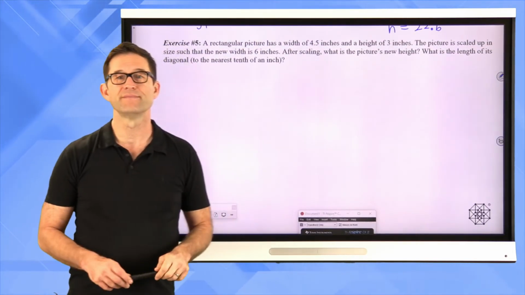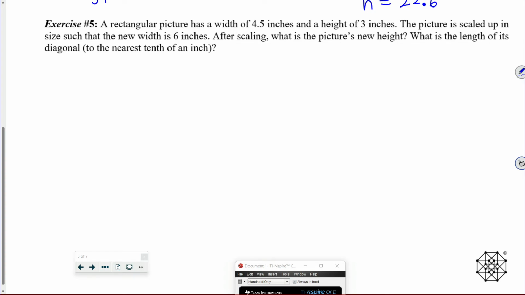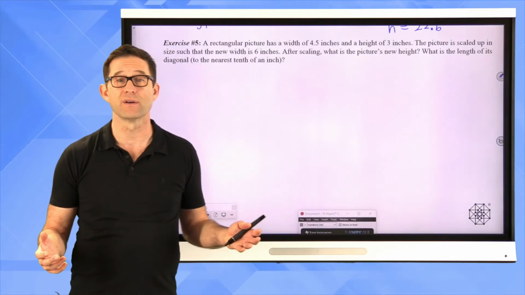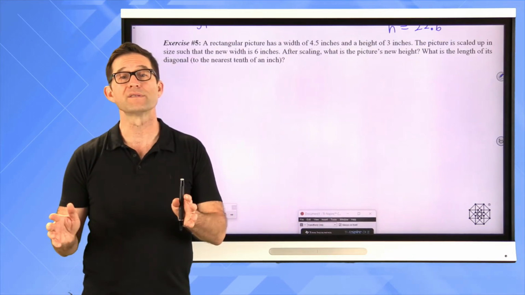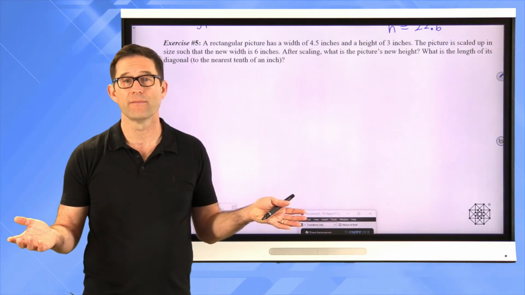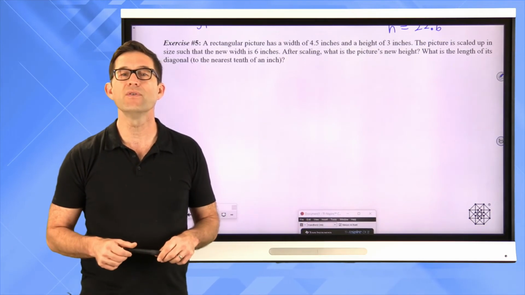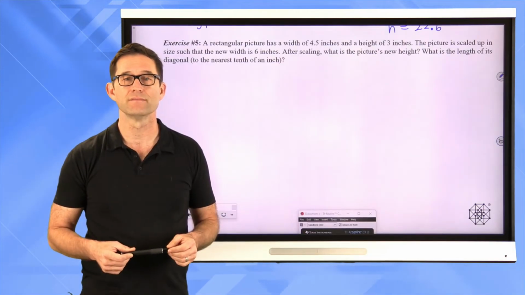Exercise number 5. A rectangular picture has a width of 4.5 inches and a height of 3 inches. The picture is scaled up in size such that the new width is 6 inches. After scaling, what is the picture's new height? What is the length of its diagonal to the nearest tenth of an inch? Okay, so there's two questions here, right? What is the picture's new height? And then, what is the picture's diagonal length? Pause the video now and see if you can solve both of these.